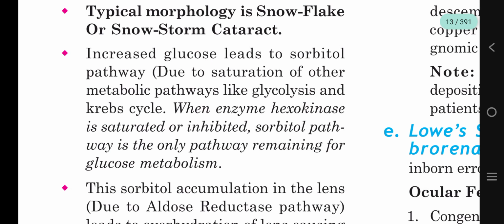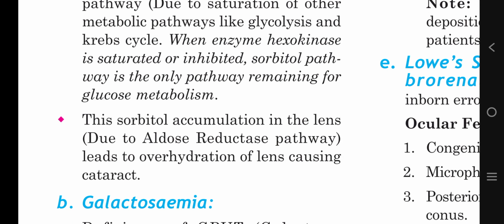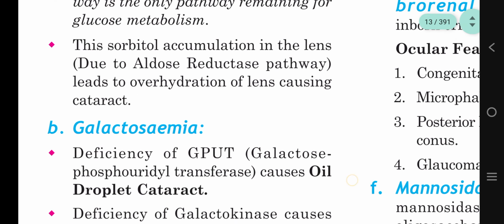Increased glucose leads to the sorbitol pathway due to saturation of other metabolic pathways like glycolysis and the Krebs cycle. When the enzyme hexokinase is saturated or inhibited, the sorbitol pathway is the only pathway remaining for glucose metabolism. Sorbitol accumulation in the lens due to the aldose reductase pathway leads to overhydration of the lens, causing cataract.